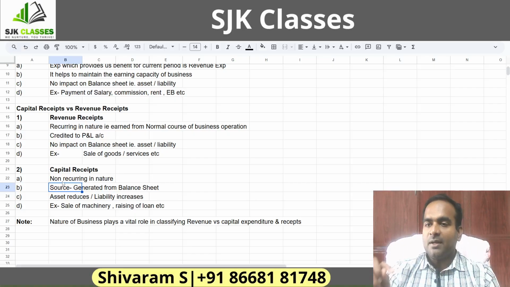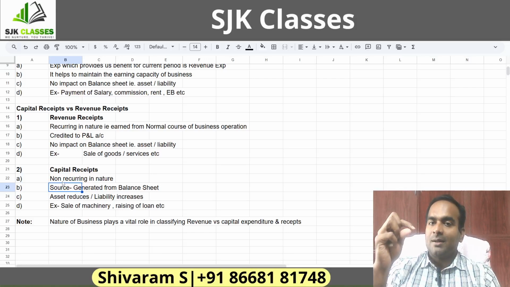For the same building, if it has been sold by a real estate company, then it will be called a revenue receipt, because for them, this is their main business. It's a recurring nature for them. On a frequent basis, they will construct some flats, sell them off, and make money out of it. Again, they will construct another flat, sell it off, and make money out of it. So, for classifying between revenue and capital, we should know the nature of the business.